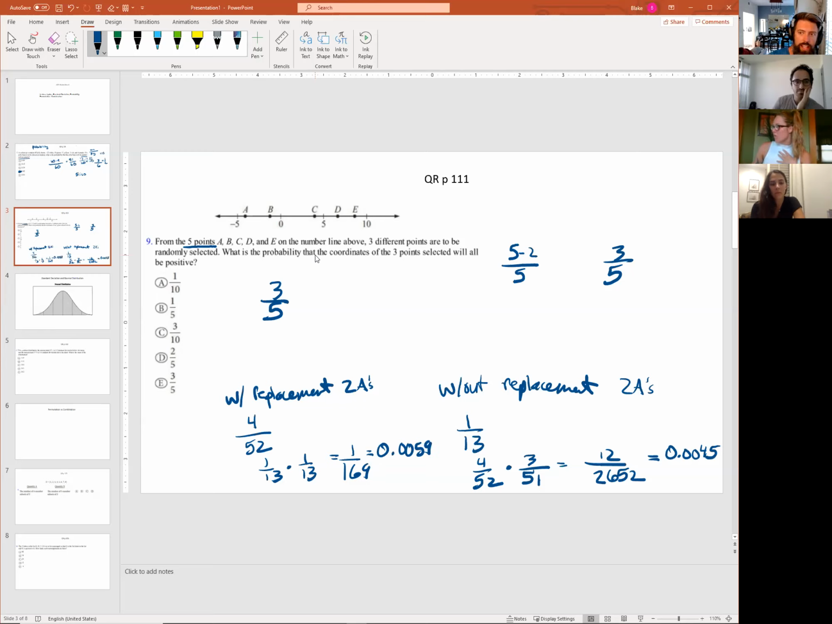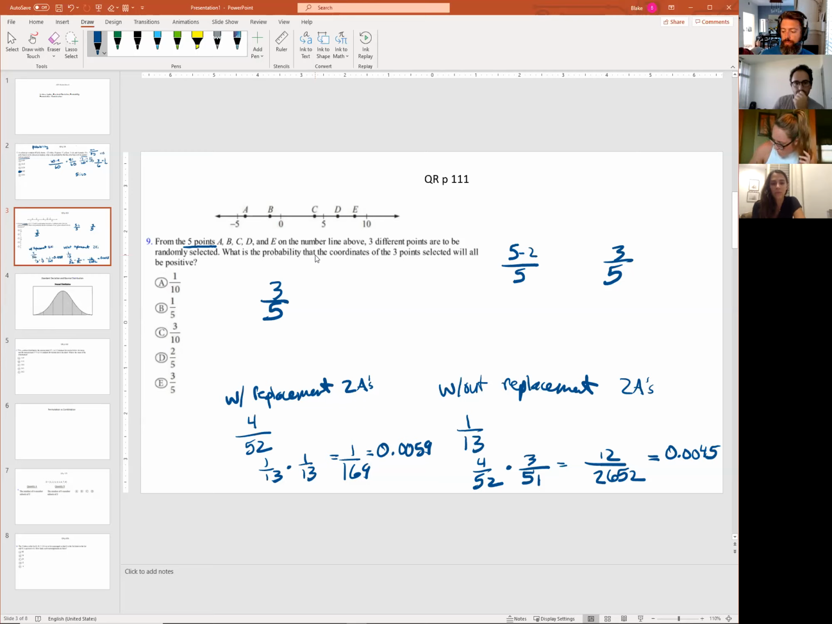Yeah, their first fraction, the 1/13, is the same, right? 3 out of 51 is slightly worse odds than 1 out of 13 or 4 out of 52. Right. Okay. And if you look at the probabilities, they're both pretty low, but the probability for A is just a little bit higher. It's 0.0059 instead of 0.0045.